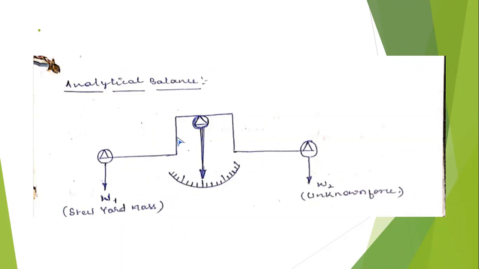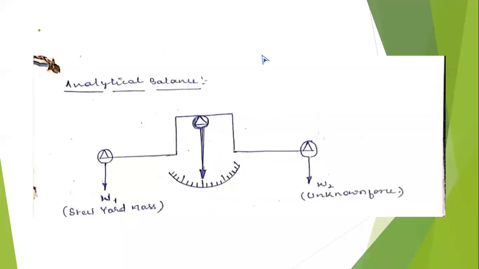And in between, in the center of the analytical balance, again placed on the triangular knife edge, which is connected to the dial, and the dial oscillates between 0 to 10 graduations. And the right side, again, the trapezoidal knife edge, which is connected to the pan, is considered as W2.